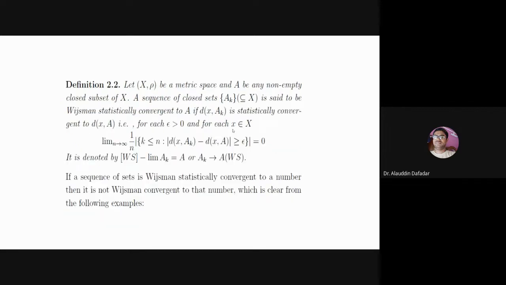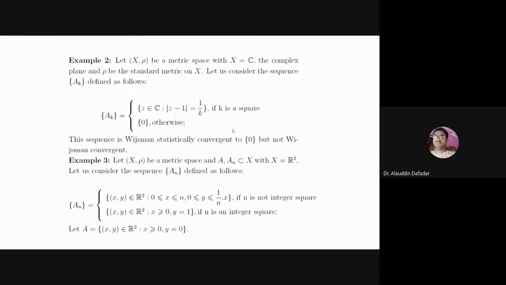This is the definition of Wijsman statistical convergence: the limit as n tends to infinity of 1/n times the cardinality of k ≤ n such that |d(x, A_k) − d(x, A)| ≥ epsilon equals 0, and it is denoted by A_k tends to A, WS. Here is an example of a Wijsman statistically convergent sequence: A_k equal to the set of all z belonging to C such that |z − 1| equals 1/k if k is a square, and equal to 0 otherwise. This sequence is Wijsman statistically convergent to 0, but not actually Wijsman convergent.